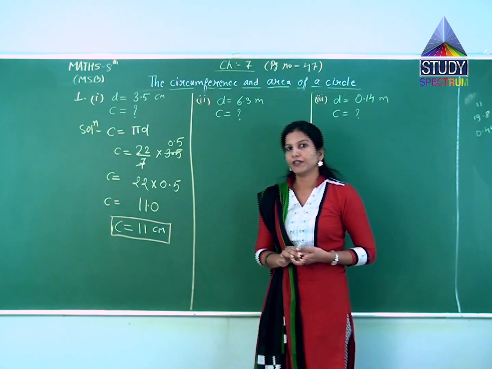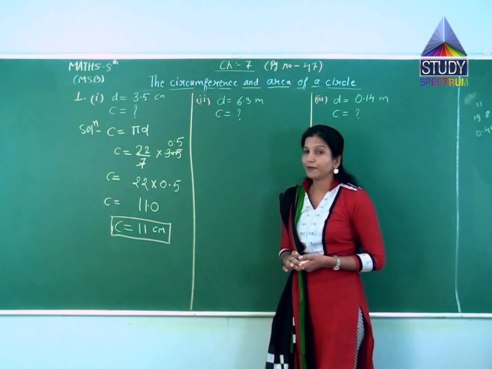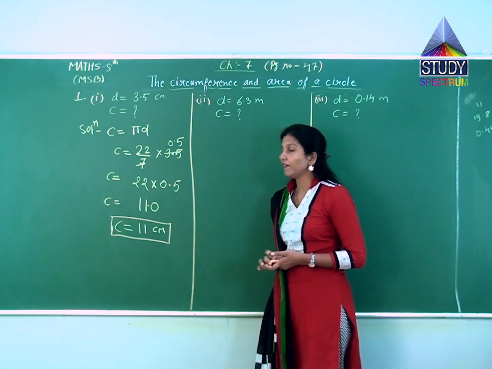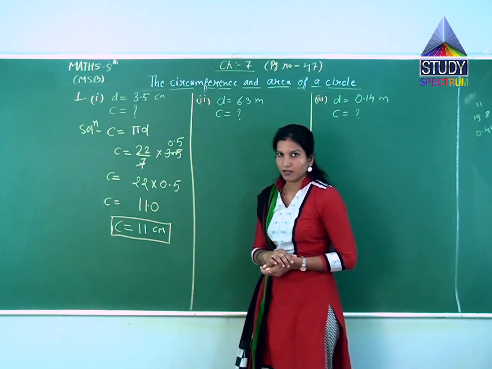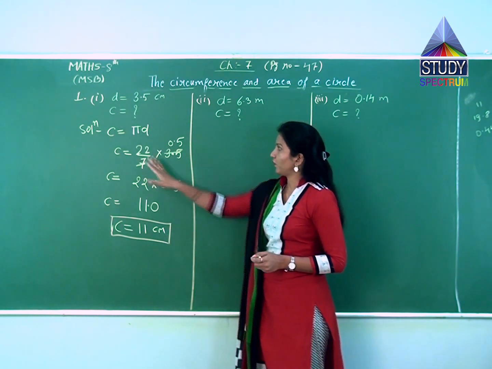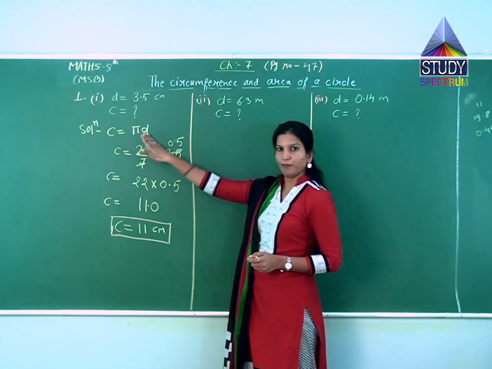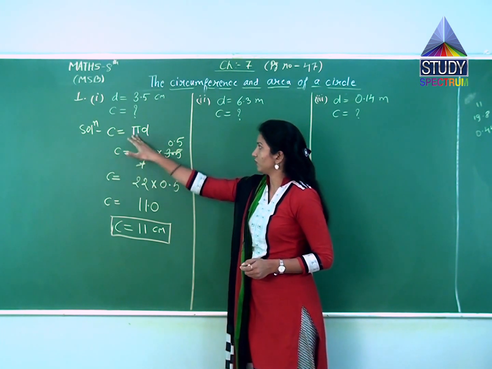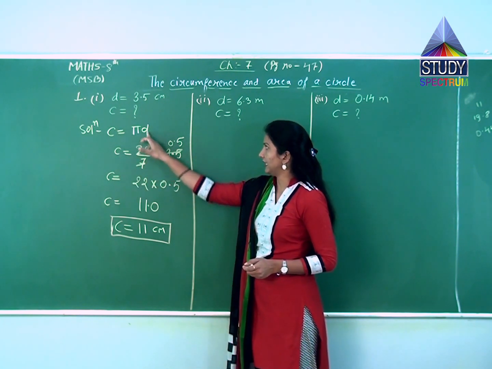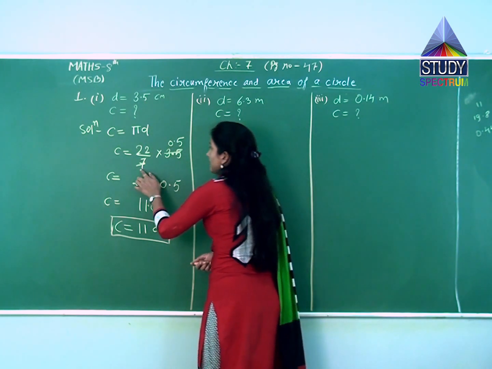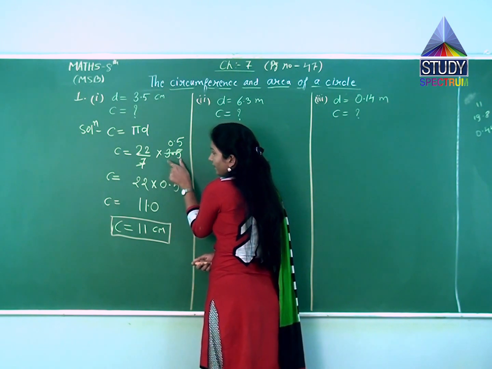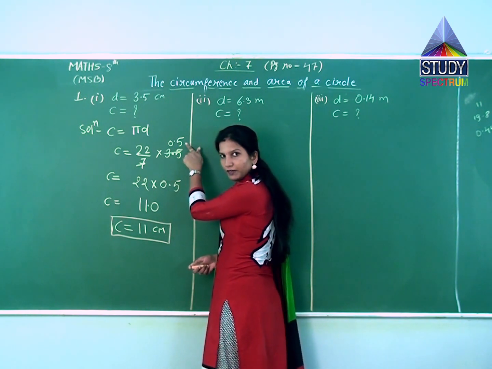So simple. What did we do? We have been given the diameter of this circle. The diameter is equal to 3.5 centimeter. We have to find out the circumference of the circle. So we simply applied the formula. C is equal to pi d. C is equal to pi, 22 by 7, into d, which is 3.5. Now this 7 will divide this 3.5 and the answer will be 0.5.